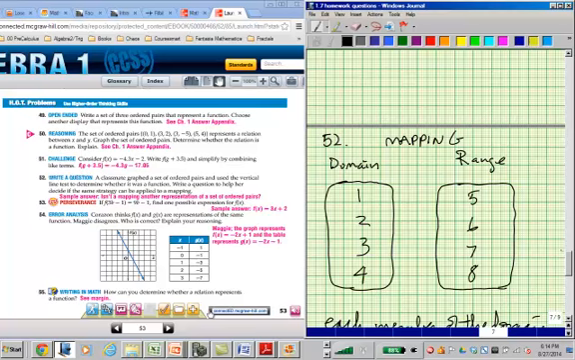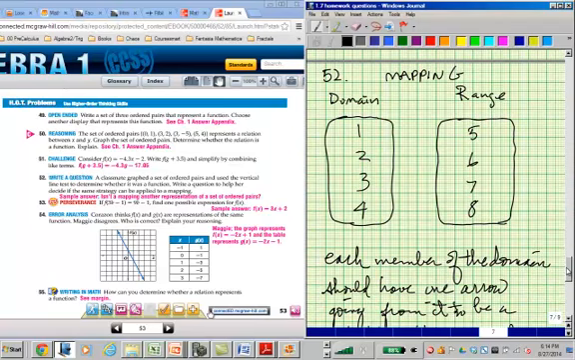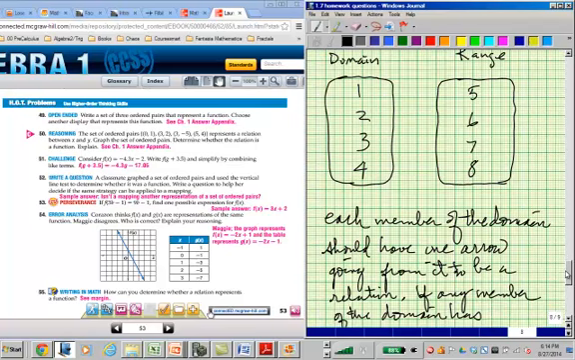Okay, so here's 1. 1 can have an arrow going to 5. So there's 1 input and 1 output. 1 can't go to 5 and 6. That would be 1 input and 2 outputs.